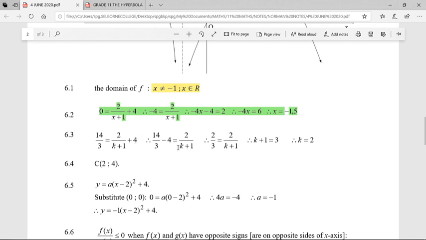So we subtract the 4 on the left side. There it is there. Subtract 4. So 14 over 3 minus 4 gives you 2 over 3 is equal to 2 over k plus 1.